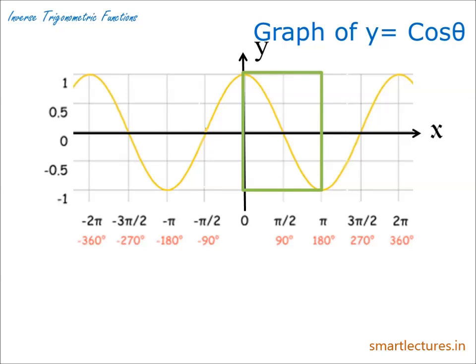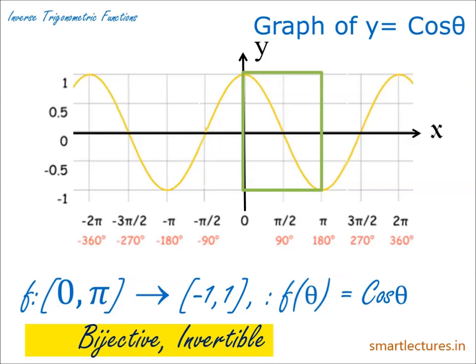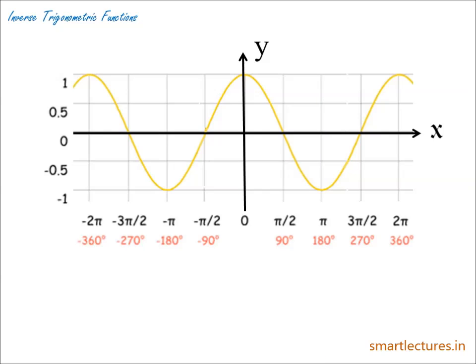The invertible cosine function is defined as the function f from 0 to pi to the range minus 1 to 1 such that f of theta is equal to cos theta. And in the interval 0 to pi it is bijective and therefore invertible. Now, since this is invertible, let's find the inverse of the cos function. To draw the graph of the inverse of the cos function, we interchange the x and y axis.